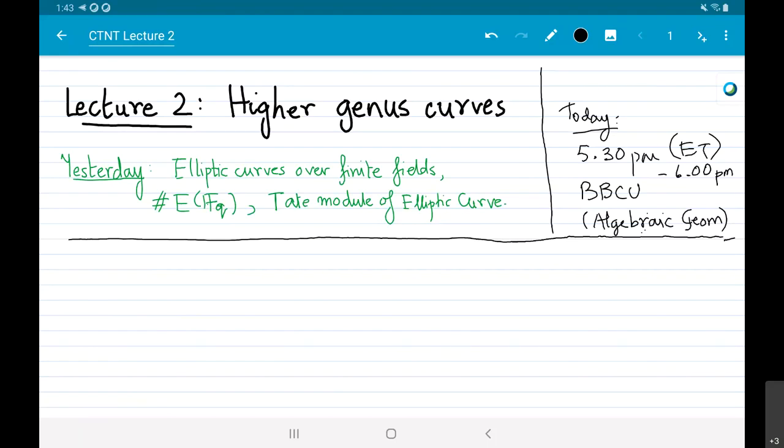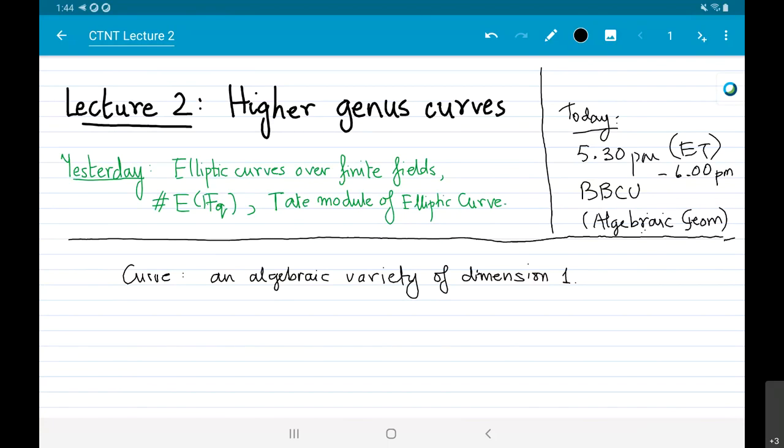Great. So today we're going to talk about curves, so general curves. What is a curve? A curve is a variety, so it's defined by equations. It's an algebraic variety of dimension 1. This means that locally things look like a line.